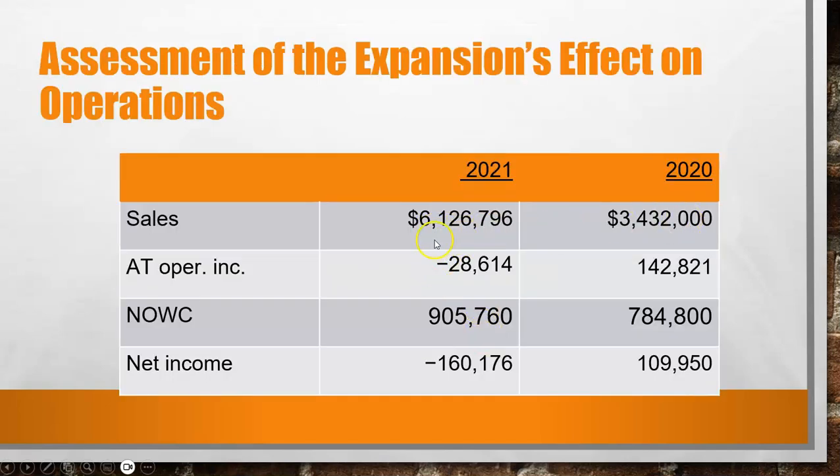Sales went up tremendously. After-tax operating income was actually down for the year. Net operating working capital went up, but net income went down tremendously, almost 270,000.